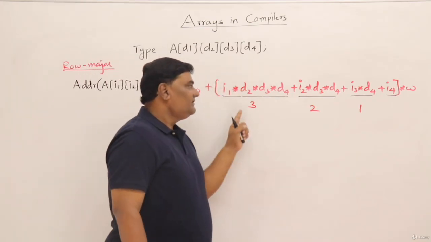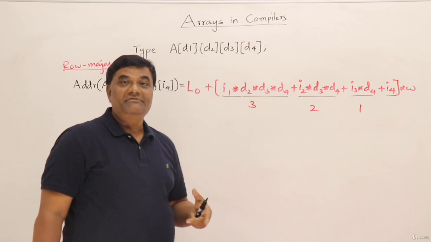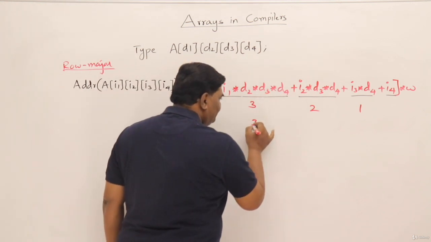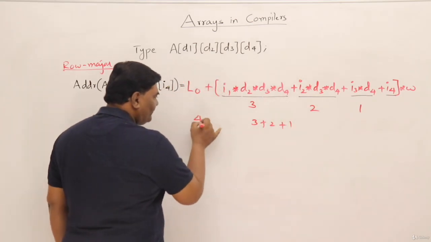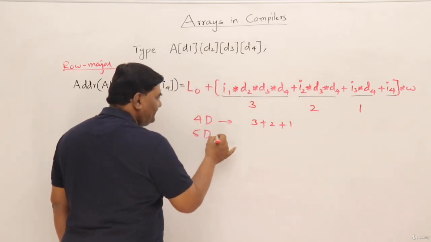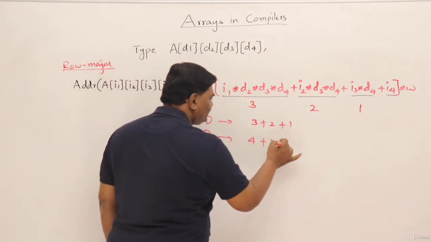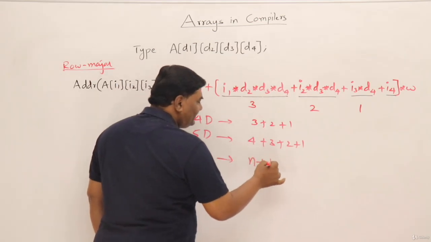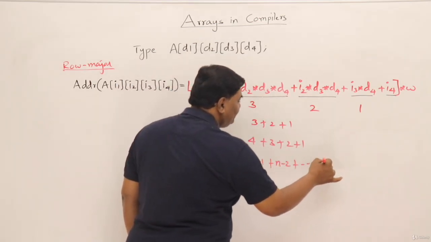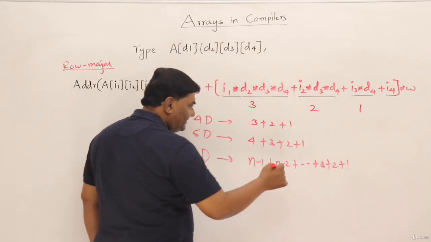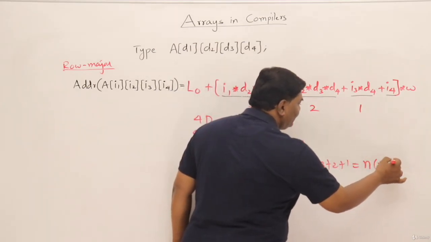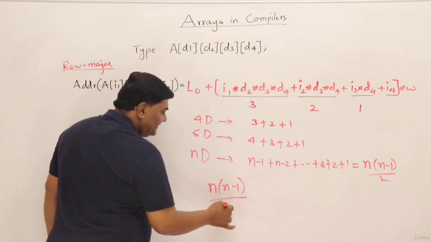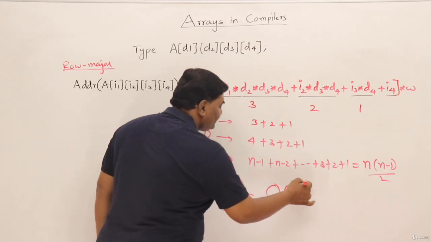Depending on dimensions, the number of multiplications inside the brackets may vary. Now for 4 dimensions, how many multiplications are there? This is 3 plus 2 plus 1 for 4D. It means for 5D, how many multiplications will there be? So 4 plus 3 plus 2 plus 1. So for n dimensions, how many multiplications will there be? n minus 1 plus n minus 2 and so on down to 3 plus 2 plus 1. So this is nothing but n into n minus 1 by 2. So n into n minus 1 by 2 is order n square multiplications.